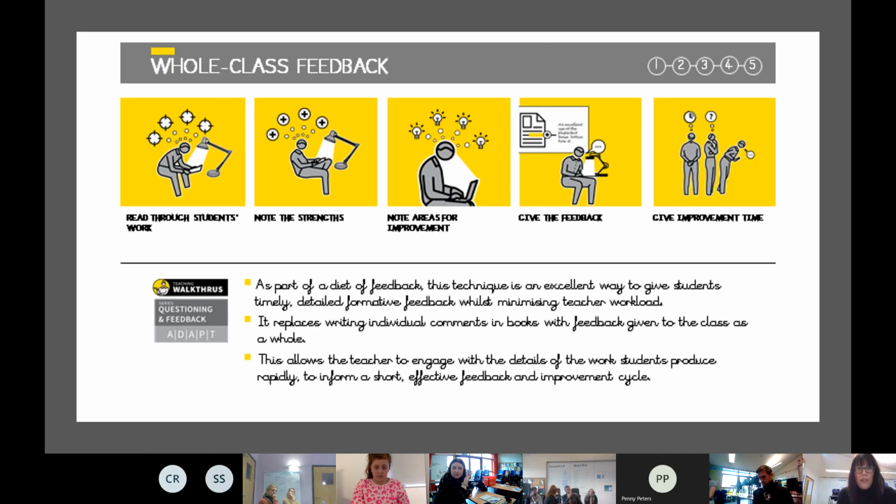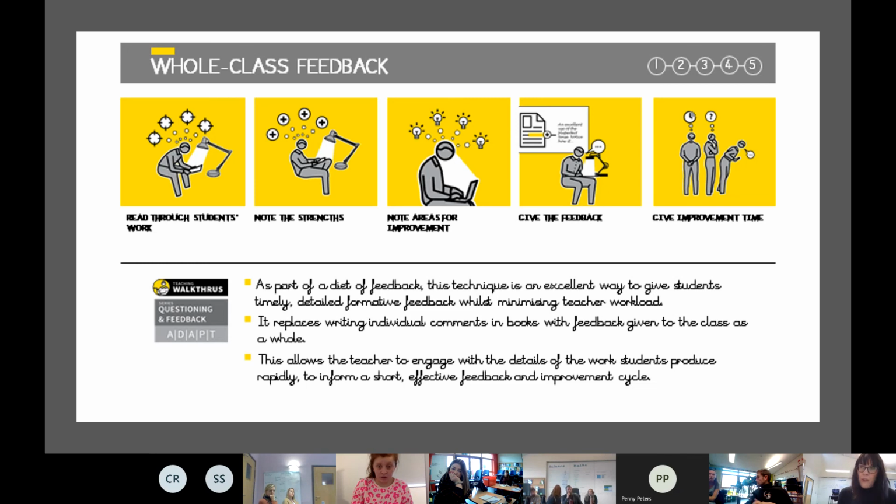And now we're going to move on to the whole class feedback, which I'm going to read this and then I'm going to pass over to Ellie. Ellie has something prepared to talk about what she introduced a few weeks ago. So the whole class feedback, this is what is suggested. We should read through the students' work. We should note their strengths. We should note the areas for improvement. We should give the feedback. And then we need to give the time, again, the improvement time.